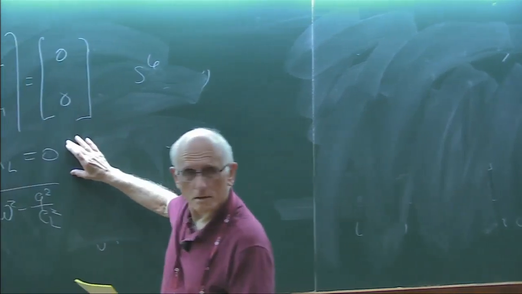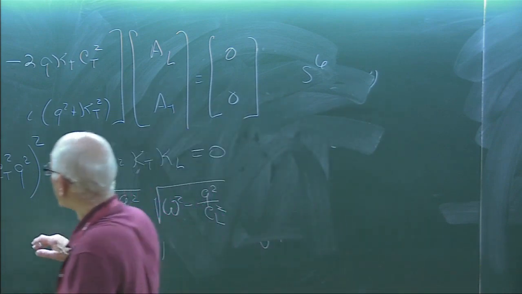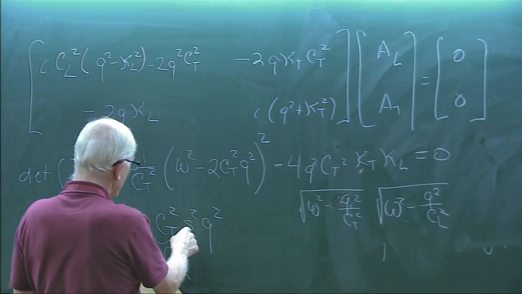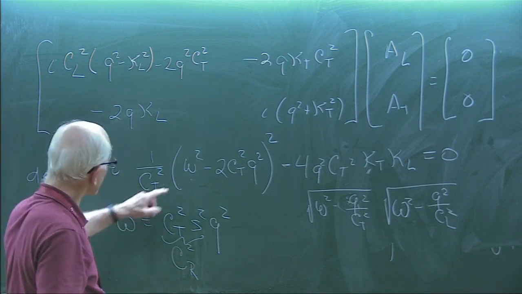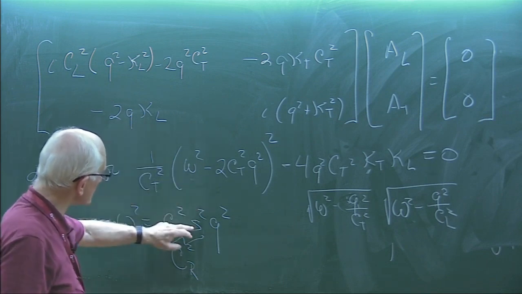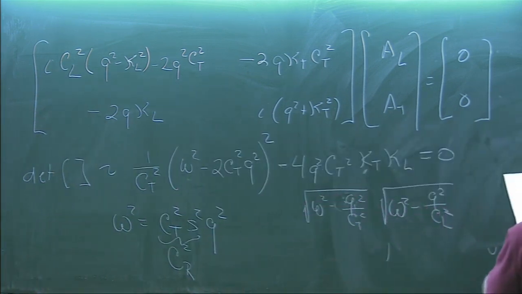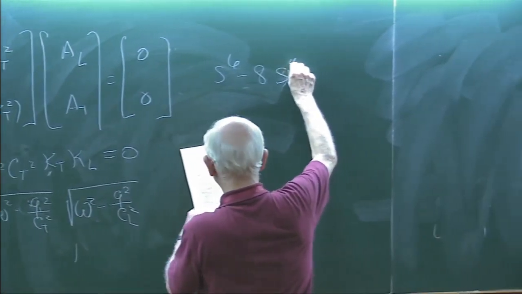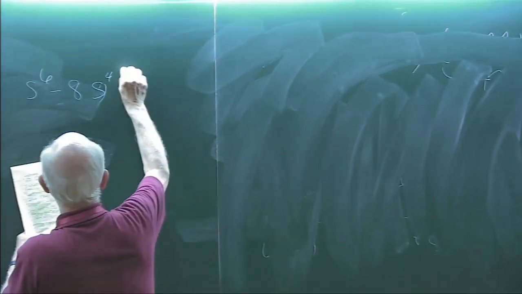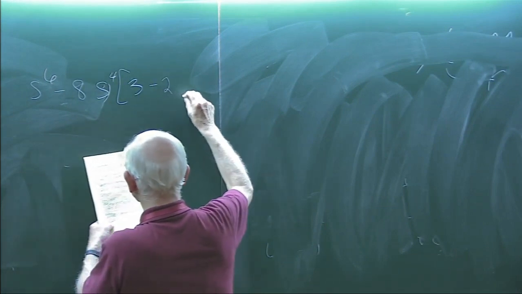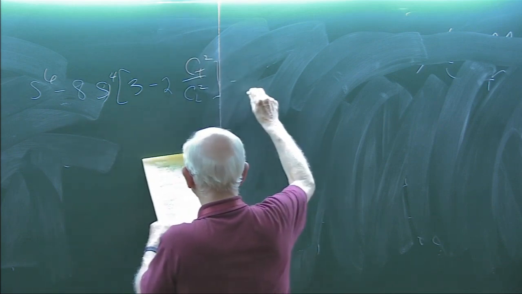As I said, what we do is we put this over here, we square it. So we have an omega to the fourth coming there, an omega to the fourth coming here. That gives us terms in S that go up to S to the eighth. But it turns out that the highest order term disappears, and we have something that's only S to the sixth. This gives us then S to the sixth minus 8 S to the fourth times 3 minus 2 CT squared over CL squared, minus 16.